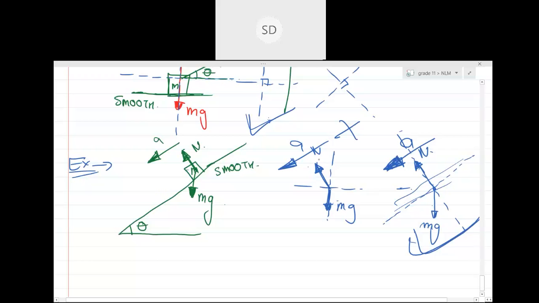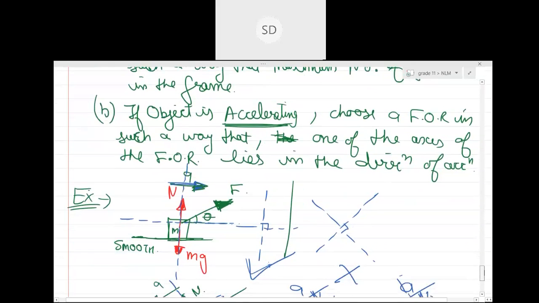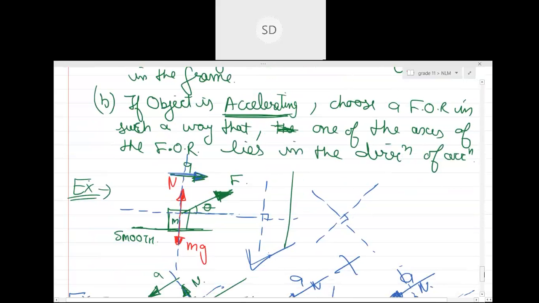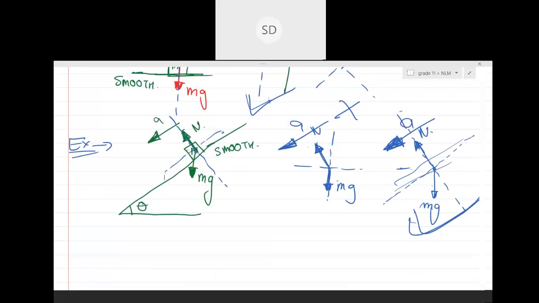Is this clear, bhai? So we will be choosing this as the frame of reference. Is this step clear? The normal ones are easy. In the normal case, you can just choose any frame which will have most of the forces inside it. So anyways, is this clear, guys? Second, we'll learn about the other cases in the next class.